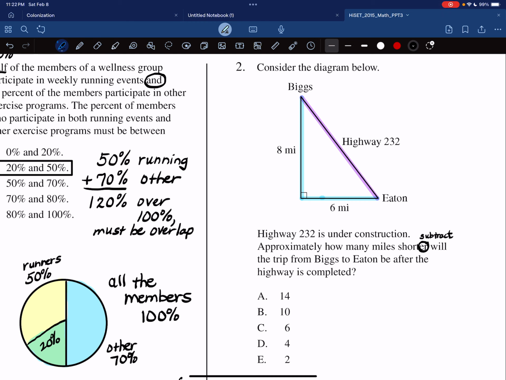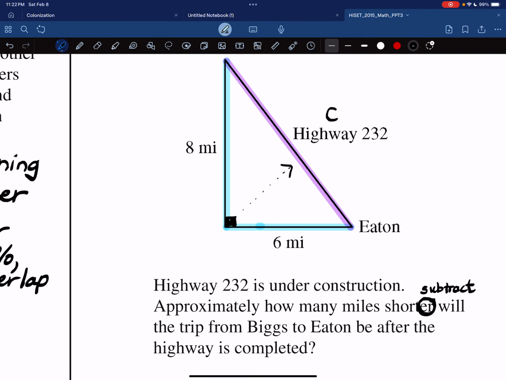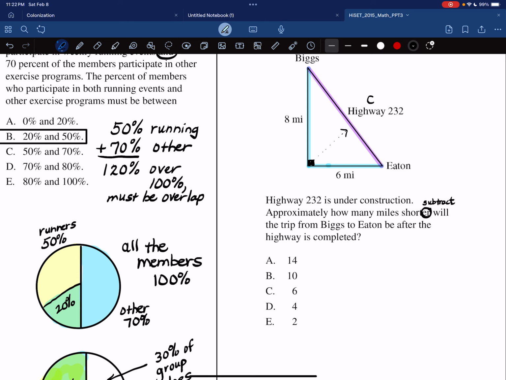But in order to find that answer, I need to know the length of Highway 232. And that is the hypotenuse of a right triangle, because here's the right angle, and that always points to the hypotenuse. So C is the hypotenuse, the diagonal. So I need the formula, a squared plus b squared equals c squared. And we know that in this case, c squared is the highway.